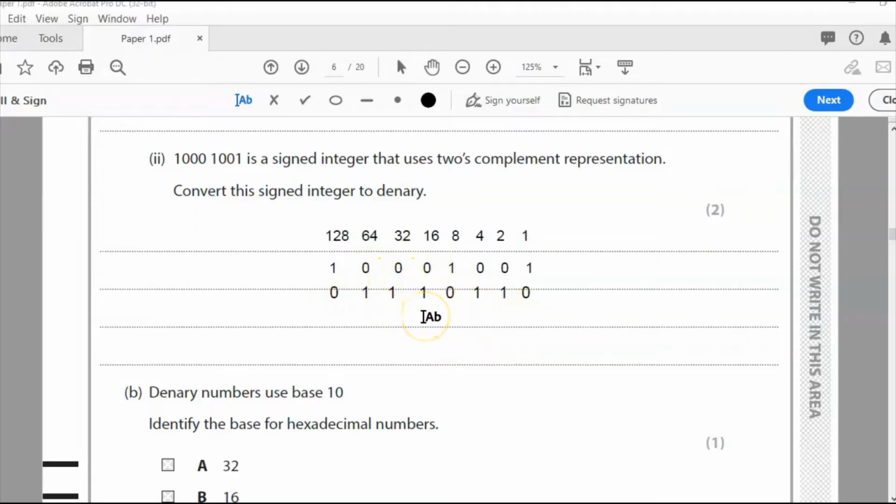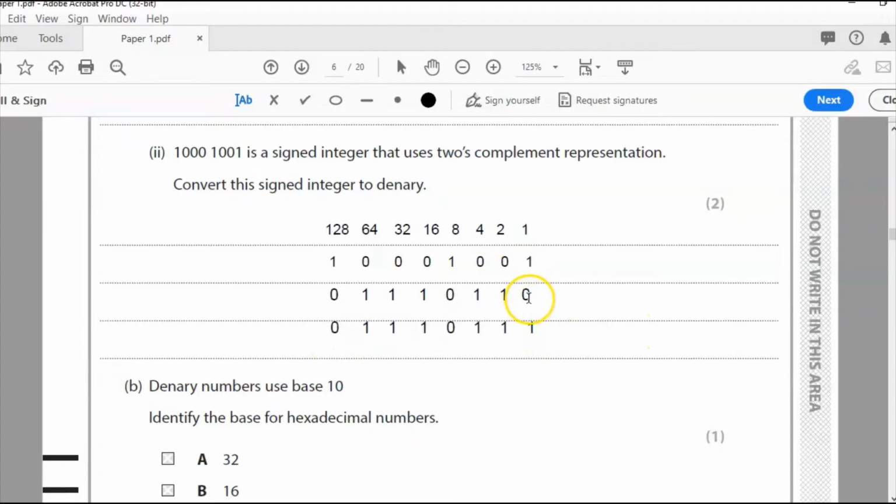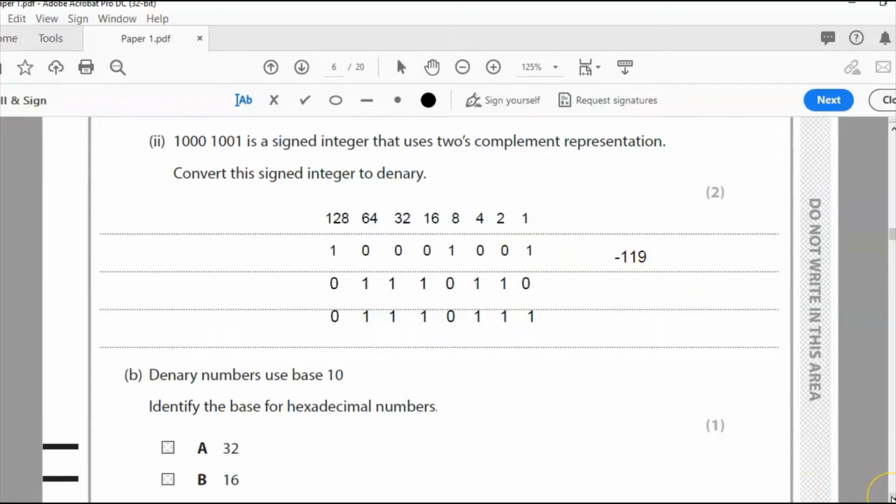Then the next step is I add 1. So here we can see that I've added 1 because in place value 1, I've simply placed a 1 to add 1. Now all I need to do is add them up. So 64 plus 32 is 96, plus 16 is 112, plus 4 is 116, plus 2 is 118, plus 1 is 119. So the answer there is 119. Now, because it is a signed integer, it needs to be negative 119.